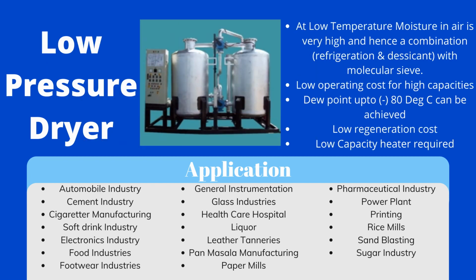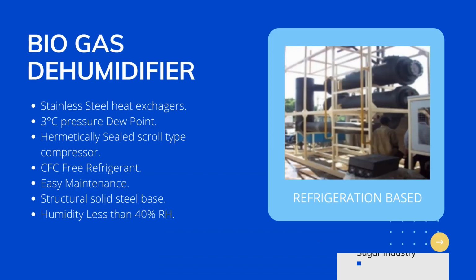Low pressure dryer. At low temperature moisture in air is very high and hence a combination of refrigeration and desiccant with molecular sieve is used. Low operating cost for high capacities. Dew point up to -80 degrees Celsius can be achieved. Low regeneration cost. Low capacity heater required.